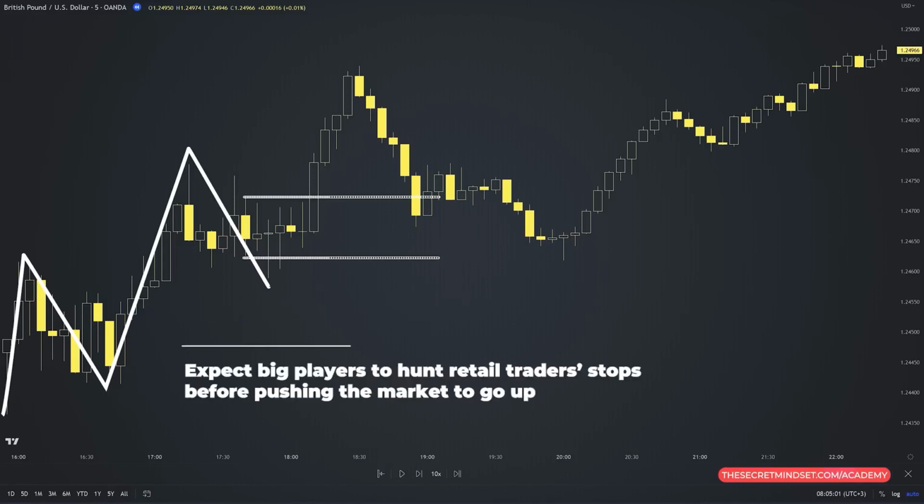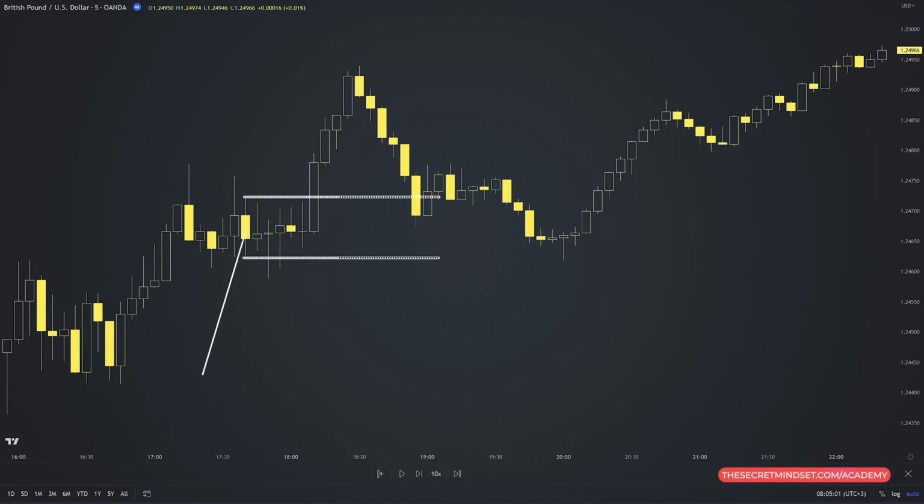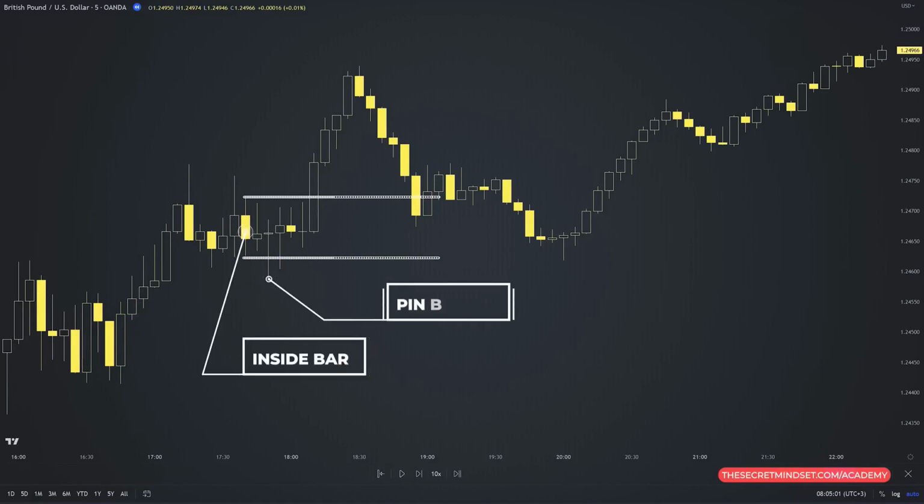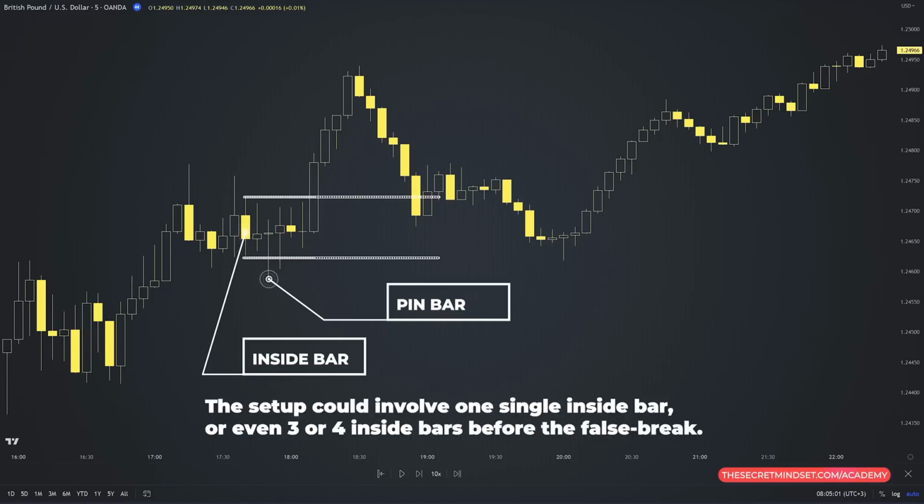In this case, you expect big players to hunt retail traders' stops before pushing the market to go up. And here's the signal. First an inside bar, then a pin bar, taking stops below this small range. In this example, we have two inside bars within the mother bar structure. This is relatively common, and sometimes you'll even see 3 or 4 inside bars before the false breakout occurs.